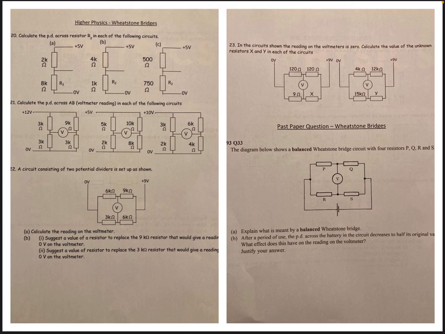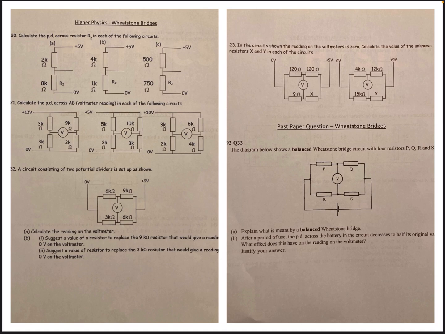Question 22 is the same sort of idea. It's been drawn at 90 degrees to the first one, doesn't matter. So your pair of resistors this time is the 6 and the 9 as one pair, and the 3 and the 6 are the other pair. Okay? And then it's basically saying that it's not balanced, and how would you change the values to make it balanced. Question 23 is the same sort of idea, but this time you're told that it's balanced and you're having to work out the missing resistors, so that's fairly straightforward.